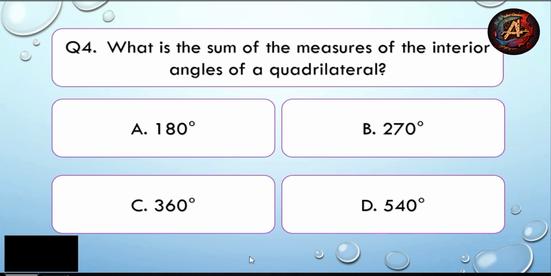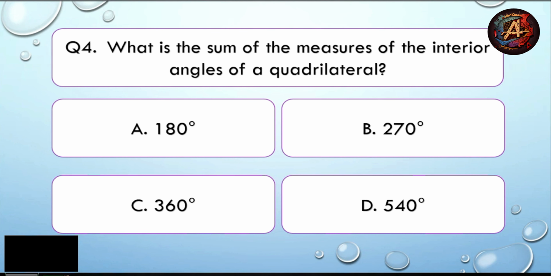Alright, math learners, there are a lot of ways to consider this one. In order for us to know the total measurement of the interior angles of a quadrilateral, first we could consider the definition of a quadrilateral and its characteristics. However, if you don't know, just imagine that a quadrilateral is basically two triangles that are being put together.